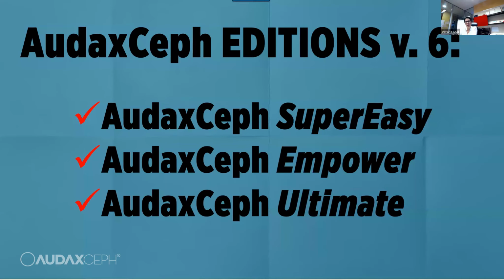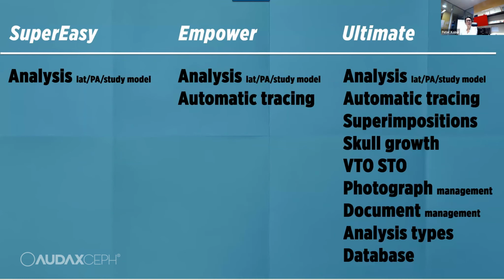When we talk about AudaxCeph editions, we're talking about 3 software products: AudaxCeph Super Easy, AudaxCeph Empower, and AudaxCeph Ultimate. AudaxCeph Ultimate is what Peter is going to demonstrate, showing you all the functionalities. If we go a little bit deeper, Super Easy is the simplest software. It has analysis for lateral radiographs, PA, and study models. Empower has analysis for all those models and radiographs, and also automatic tracing.